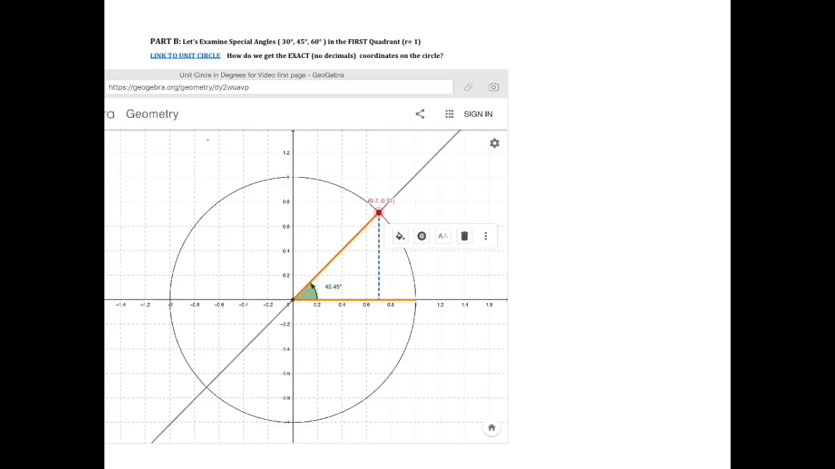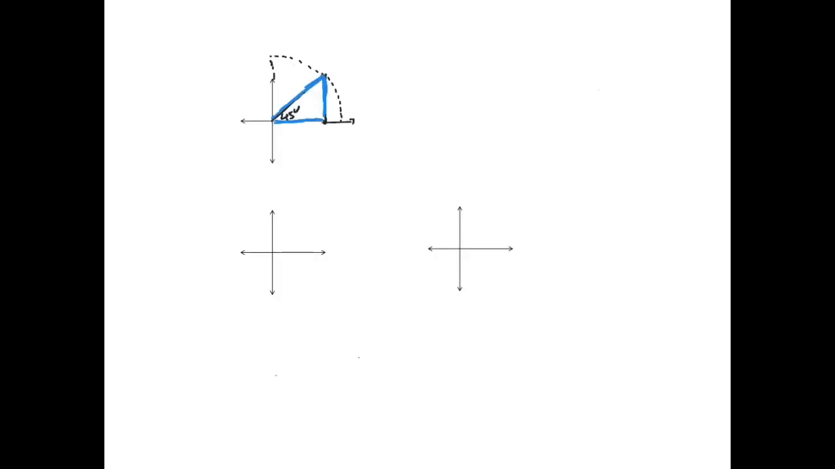Meaning, I want my answer to be in a fraction form. So I took the triangle from before and just redrew it over here. I'm going to focus on quadrant 1. If you notice here, we have a triangle with 45 degrees. It's a right angled triangle. And let's find the third angle.